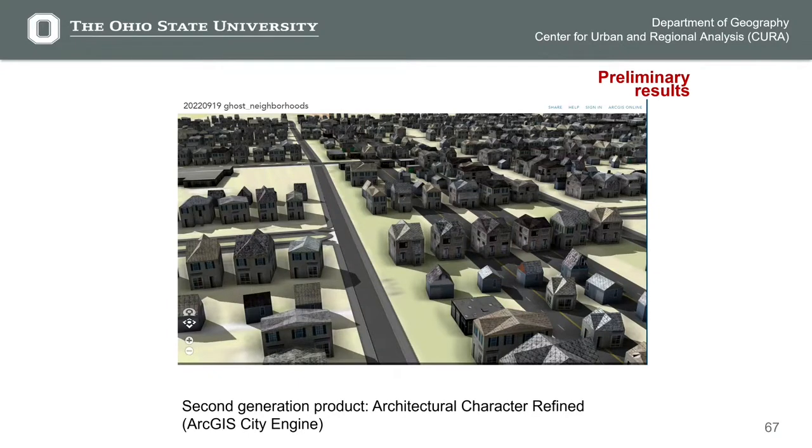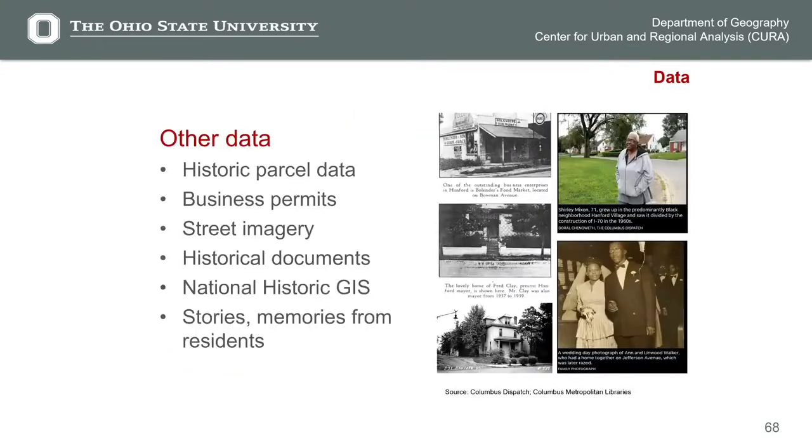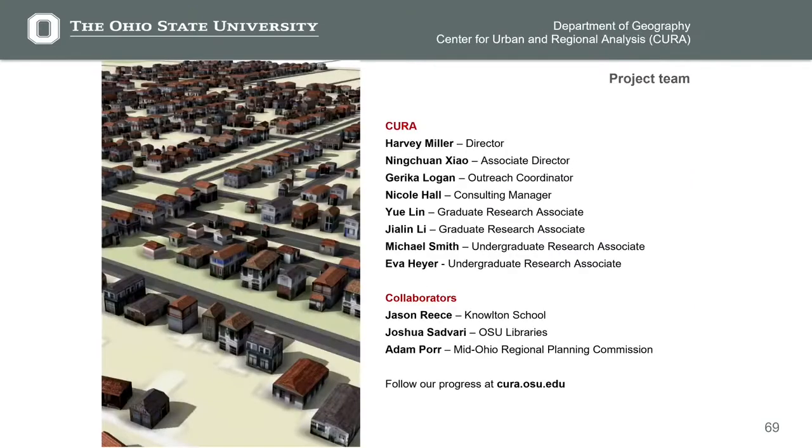Ghost neighborhoods, however, didn't just stop at the Sanborn Fire Atlas maps for data. To fully capture the realness of the neighborhood, we have gathered historical parcel data, building permits from the City of Columbus, sometimes reluctantly, street imagery such as live photos in Google Street View, historical documents like National Register applications and documents from Ohio History Connection, historic GIS and Google Earth documents, and qualitative data from current and former residents.